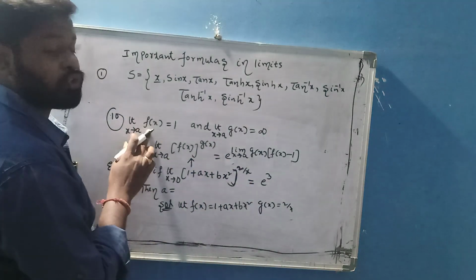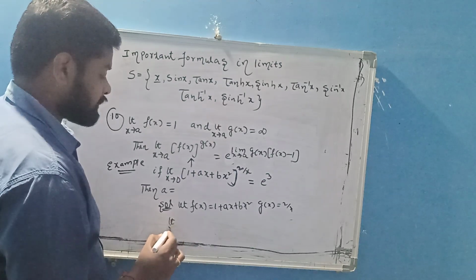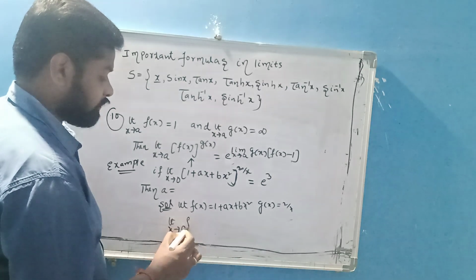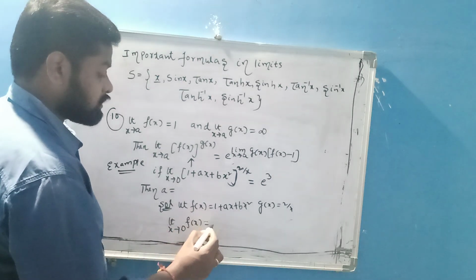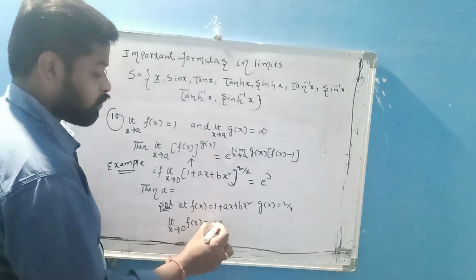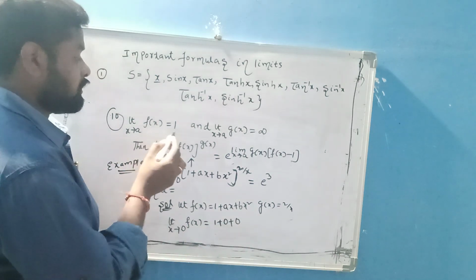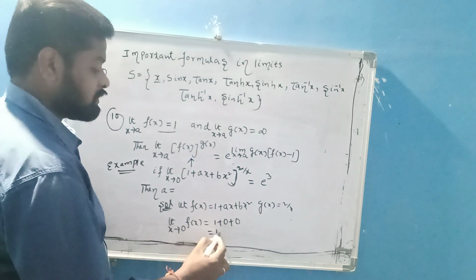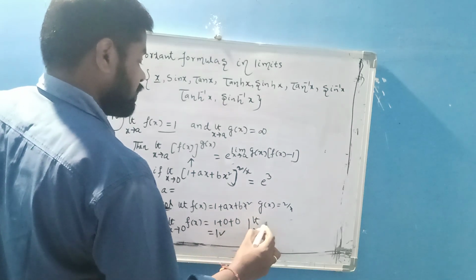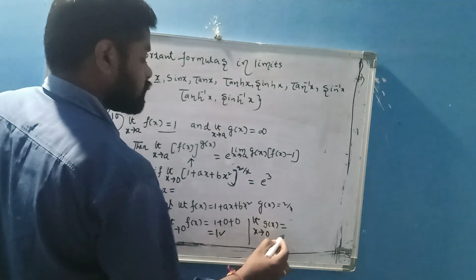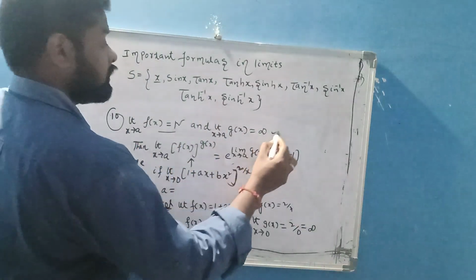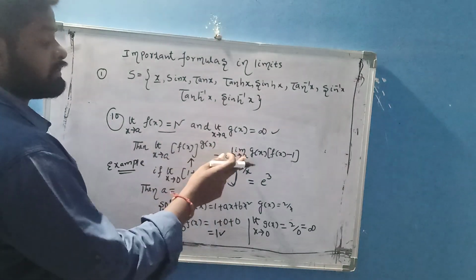After that, what is the first condition? You can check compulsorily: limit x tends to a, replace with what is given in the question, 0 is given, so limit x tends to 0, f of x. Substitute 0 for x: 1 plus 0 plus 0. Are we getting 1? Yes, you get 1. And limit x tends to 0, g of x equals 2 by 0, and that is infinite. Two conditions are verified: one is 1, one is infinity. That's why you can apply this condition.